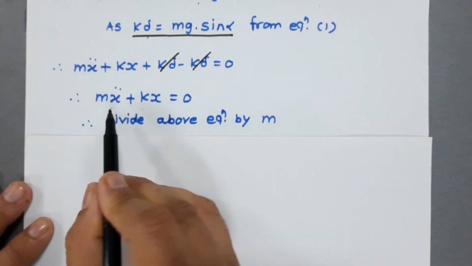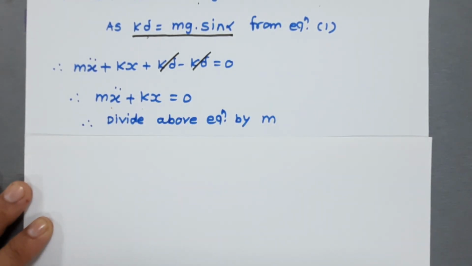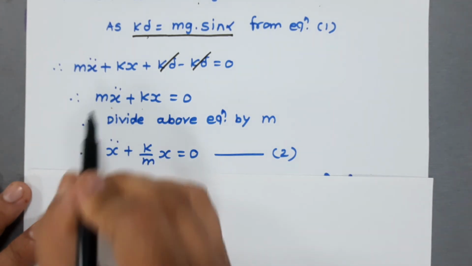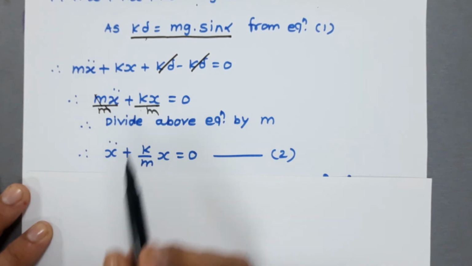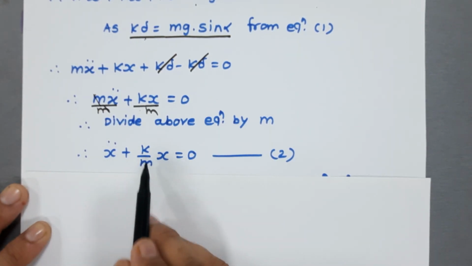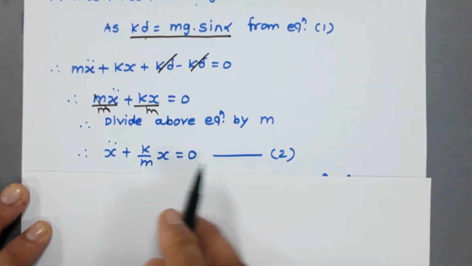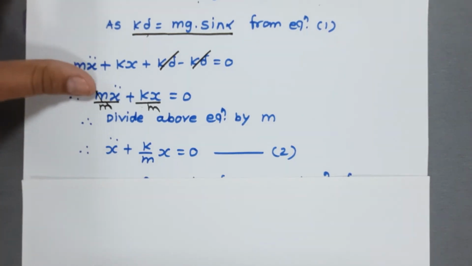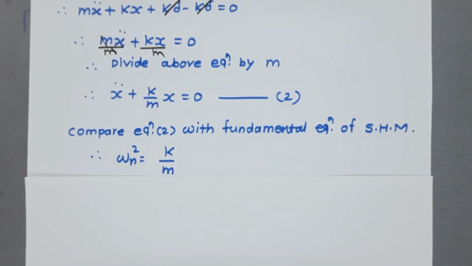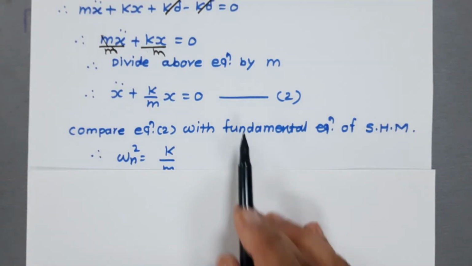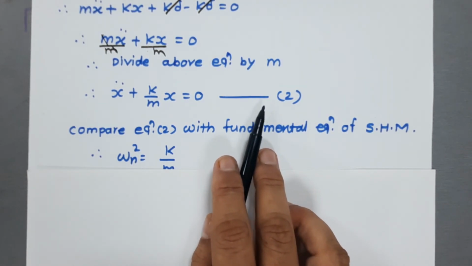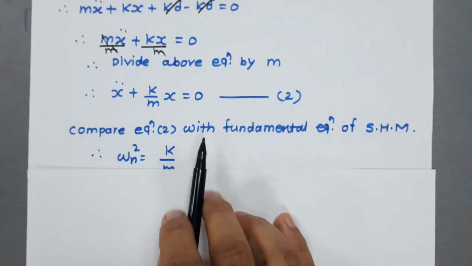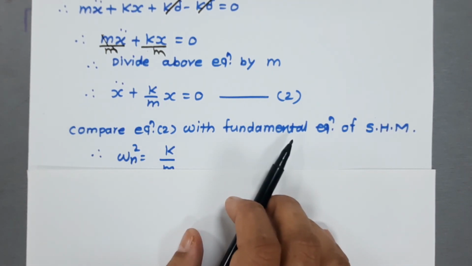Now divide this equation by m. After dividing this equation by m, the m gets cancelled, so x double dot plus k upon m into x is equal to 0. This is our equation number 2. This equation number 2 is called the fundamental equation for the system. Now we have to compare this equation number 2 with the fundamental equation of simple harmonic motion.